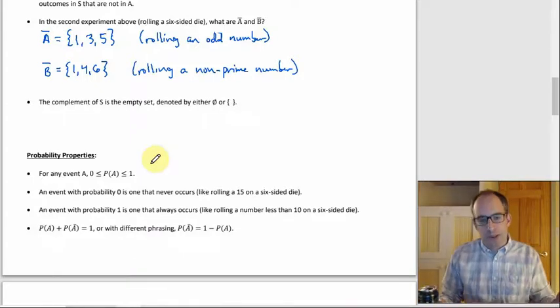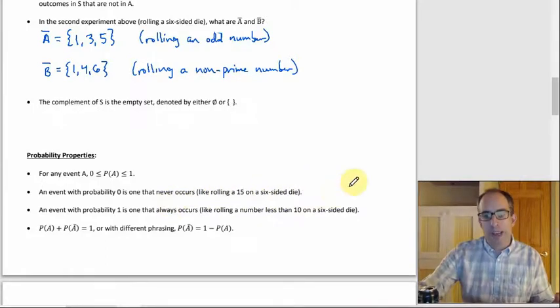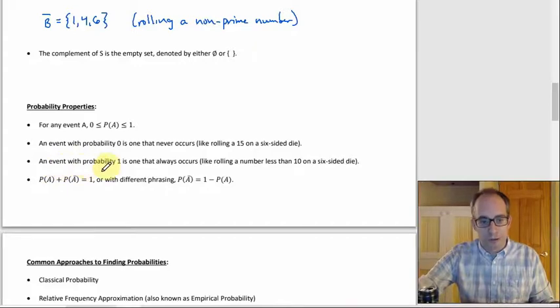But events with probability 0 would be things that could never happen. So like here, rolling a 15 on a 6-sided die, you're never going to get that. Or probability 1, it's something that always happens. So with a single 6-sided die, rolling a number less than 10, right? You're always going to get 1, 2, 3, 4, 5, or 6. Those are all less than 10. That's always going to happen. And then the probability of an event plus the probability of its complement would have to be 1.